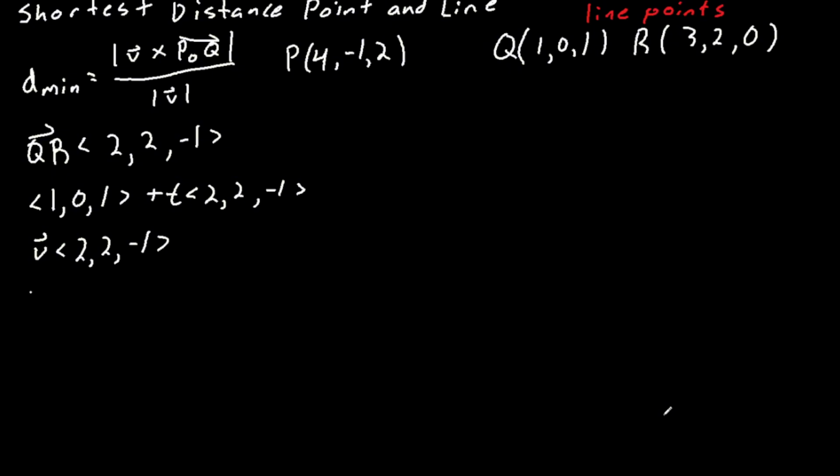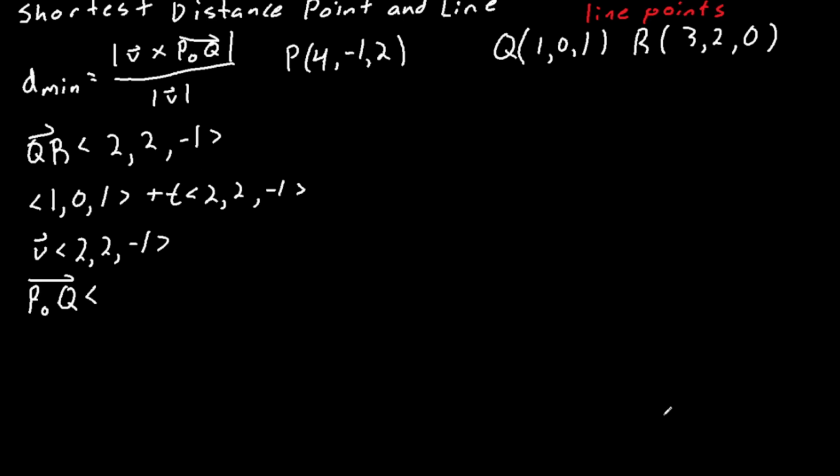And the points P and Q. So a point on the line, which is P null, and the vector between the point on the line and the point we're trying to find. There you go. That's right.